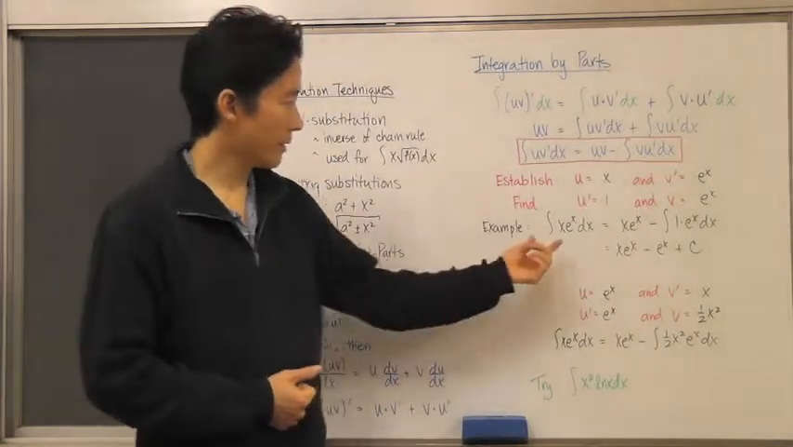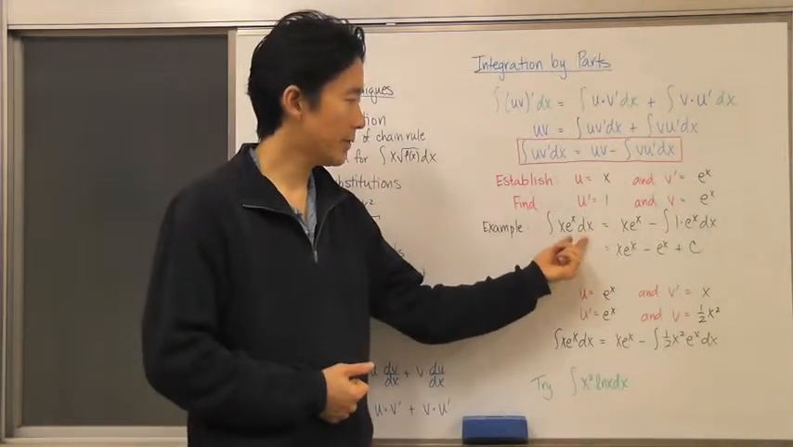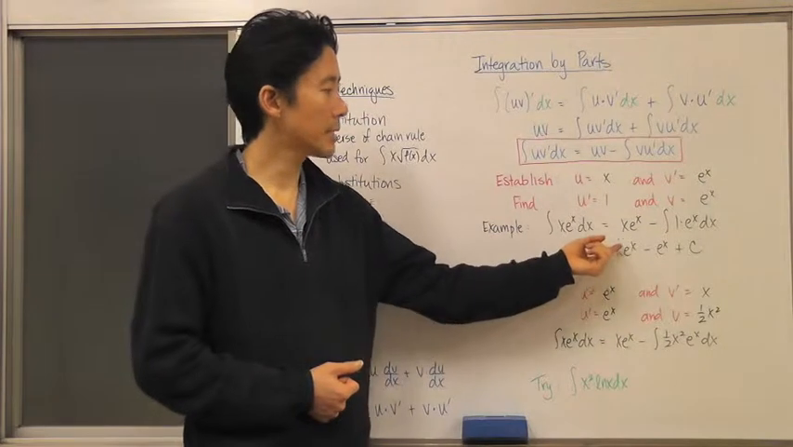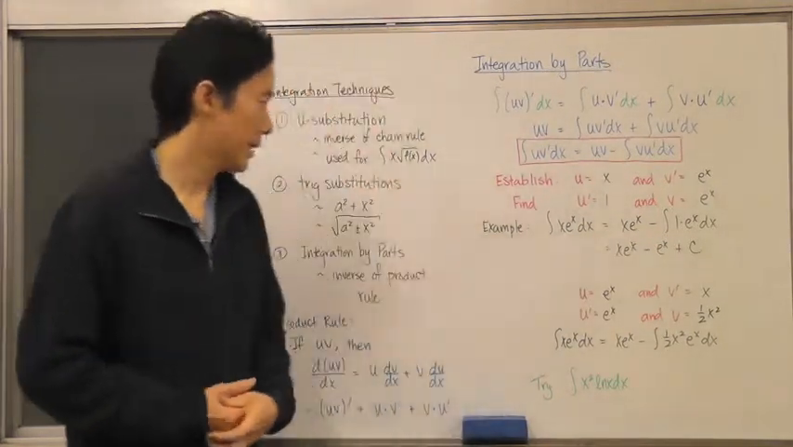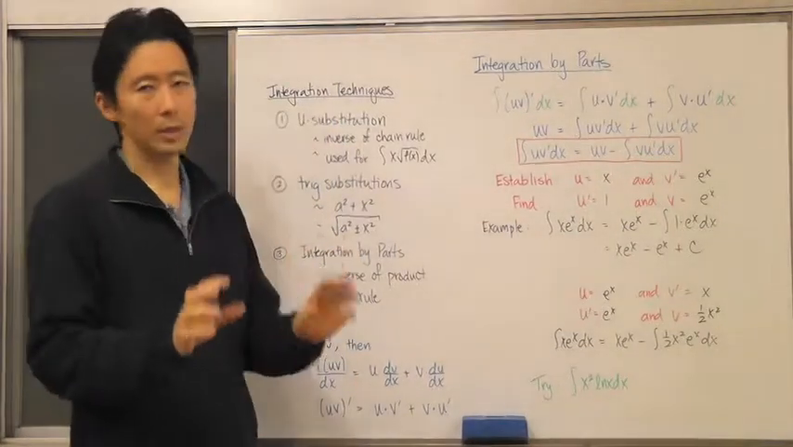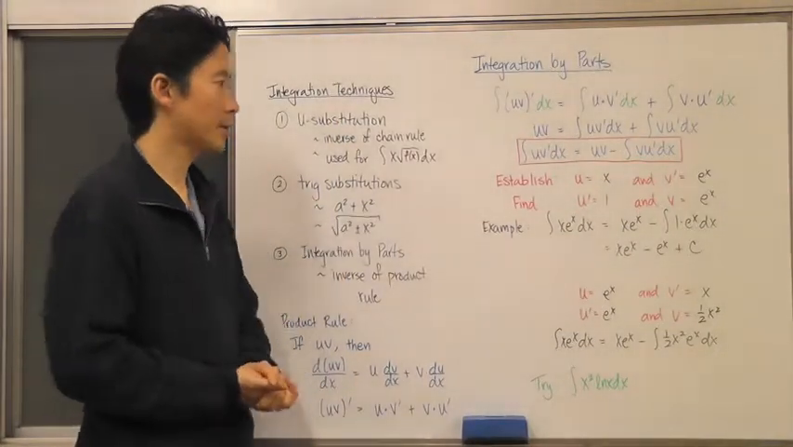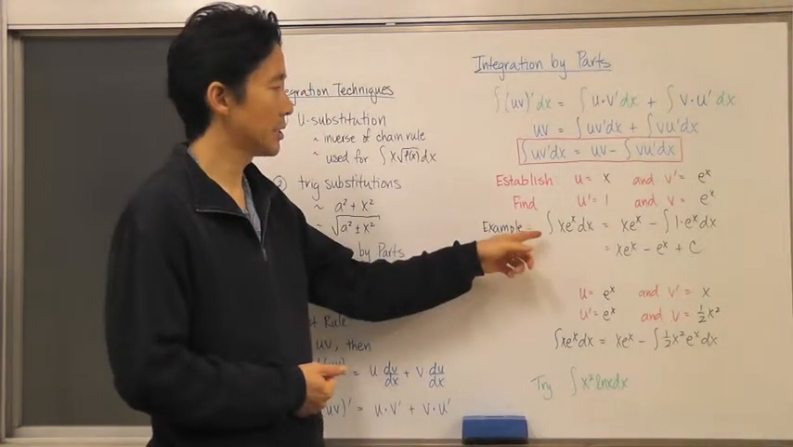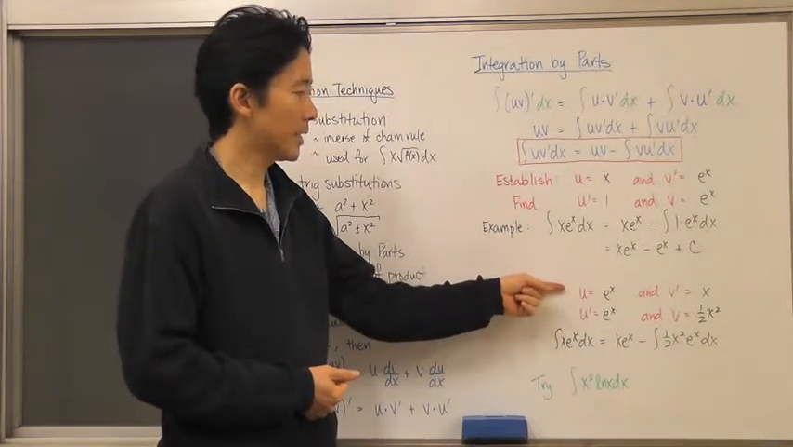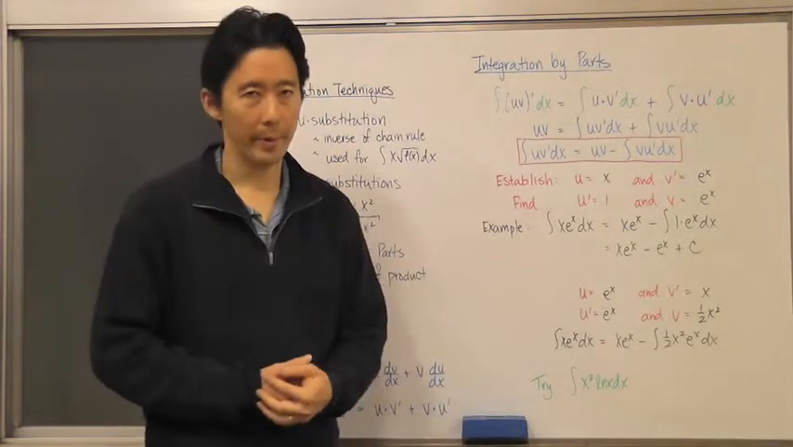So there you have it. The integral of x e to the x dx is equal to x e to the x minus e to the x plus c. Okay. Now, the key to solving these types of questions is the proper establishment of what u and v prime are.